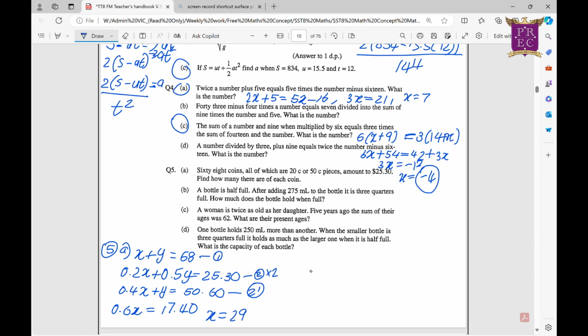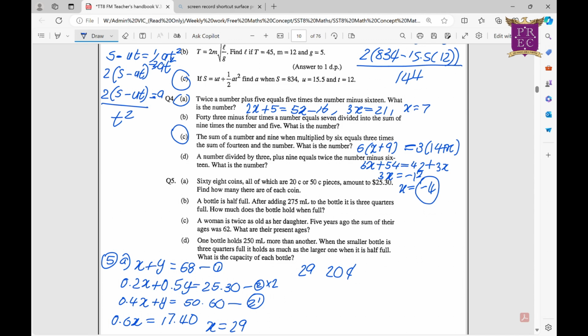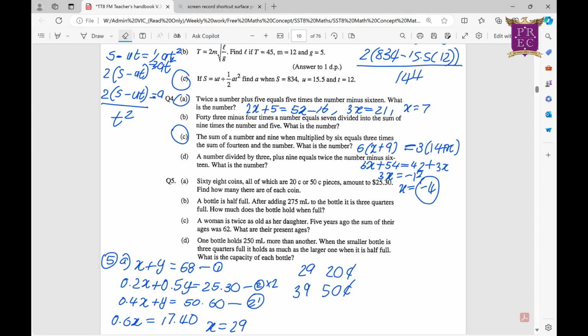What did we say x was? 20 cents, right? So we have 29 20-cent coins. If we have 29 20-cent coins, how many coins are remaining? That's 68 minus 29. That's 39. So we have 39 50-cent coins. Those are the number of coins we have for each coin. That's our answer, 29 and 39. Let's do 5b now.